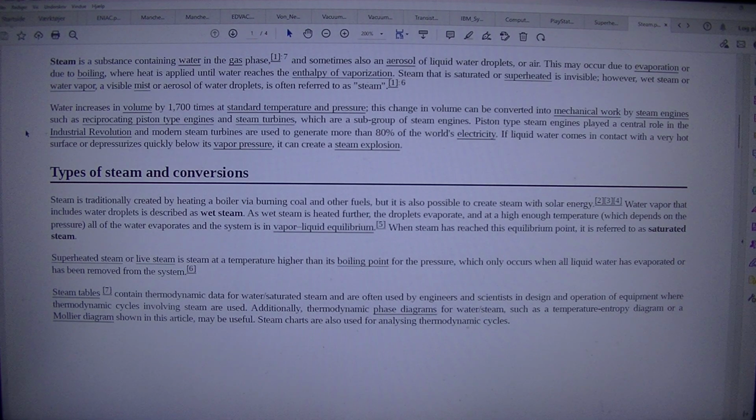Steam tables contain thermodynamic data for water/saturated steam and are often used by engineers and scientists in design and operation of equipment where thermodynamic cycles involving steam are used. Additionally, thermodynamic phase diagrams for water/steam, such as a temperature entropy diagram or a molar enthalpy entropy diagram shown in this article, may be useful. Steam charts are also used for analyzing thermodynamic cycles.